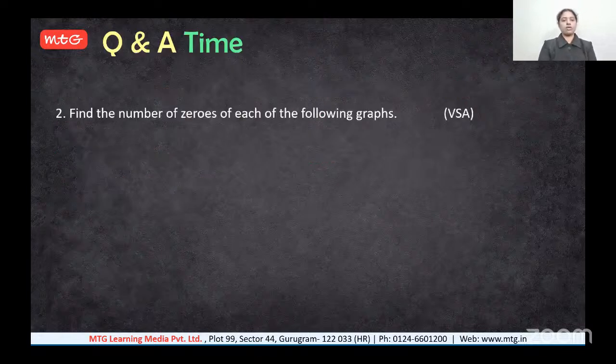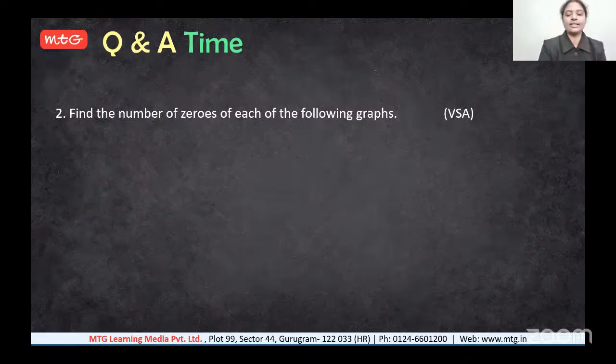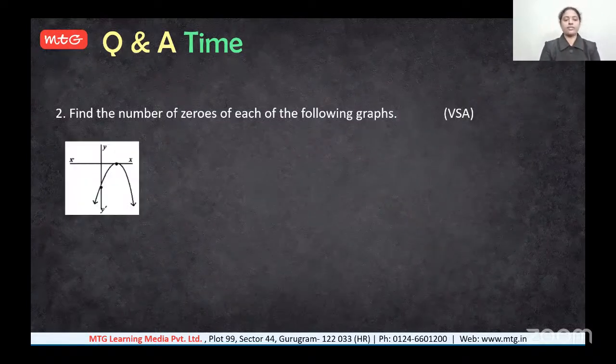Moving further, the next question is here, go solve it. Find the number of zeros in each of the following graphs. I'll be showing you graphs one after the other. You have to tell me how many zeros these graphs have. So here is the first one. How many zeros is this graph having? Now, the polynomial in this graph has how many zeros?